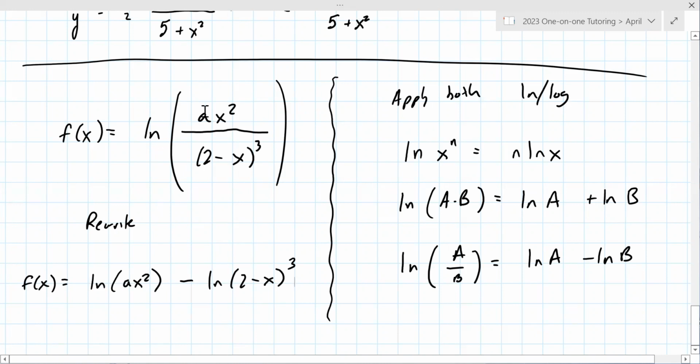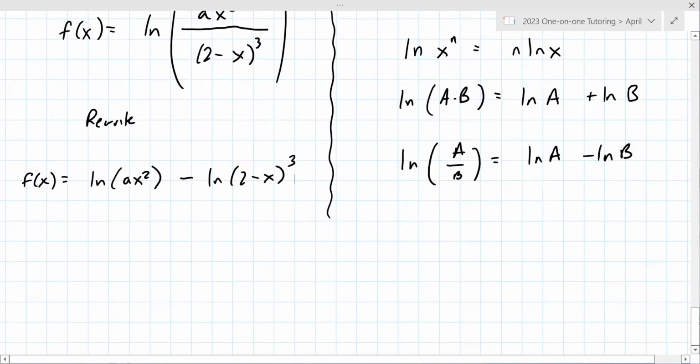Yes. Okay, so the quotient becomes the difference. That's this third one here. But wait, there's more that we can do. The first one is also a product, so it becomes natural log of a plus the natural log of x squared minus the natural log of 2 minus x cubed. So that's using that second rule.